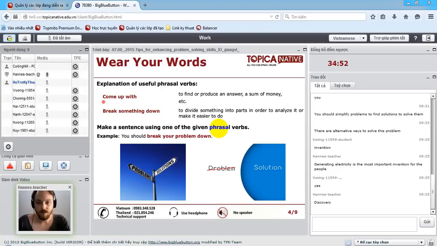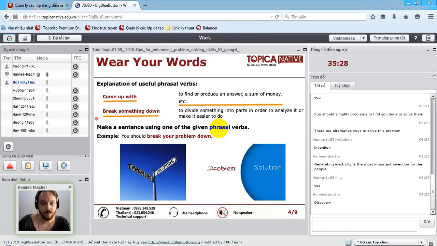So let's go to the phrasal verbs today. We have 2. They're fairly simple today. The first one: to come up with something, to have an idea, to find or produce an answer, the sum of money, etc. Exactly like it sounds. Come up with an idea, come up with the money, come up with anything. You can put it in any sentence you like.